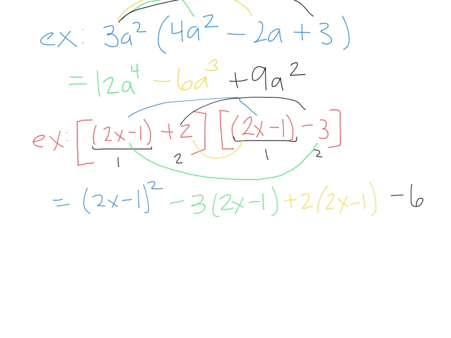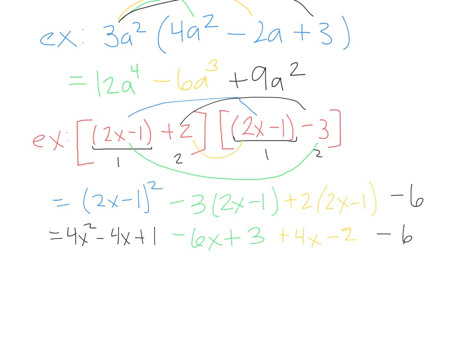Now we need to do a little more simplifying because we can multiply out the 2x minus 1. So that's going to be 4x squared. And then we have a minus 1 times a 2x, and then another one of those. So that's going to be a minus 4x, and then a plus 1. And distributing that 3, we get a minus 6x plus 3. And distributing that 2, we get a 4x minus 2. And then there's that minus 6.